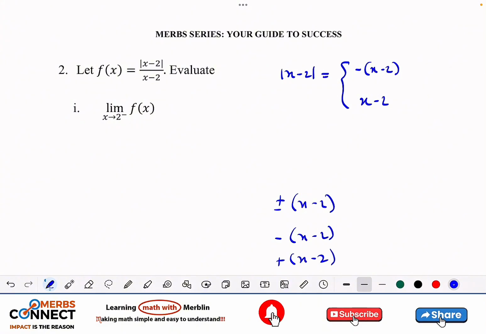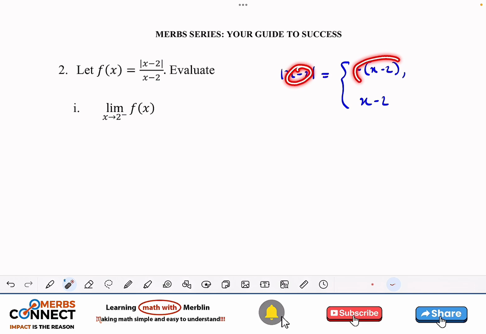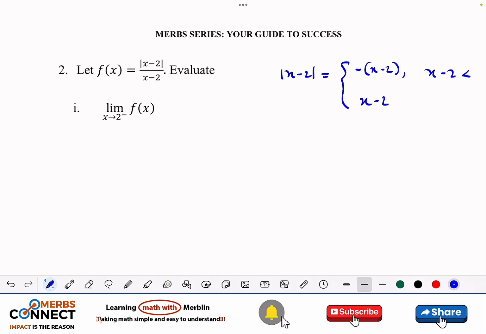So that is basically what you are going to have. But we need to have intervals that are going to work with this. Now, the interval for this one is the one in the parenthesis, not this. The one in this absolute here is supposed to be less than 0. So this is less than 0 always. That's how it's supposed to be.